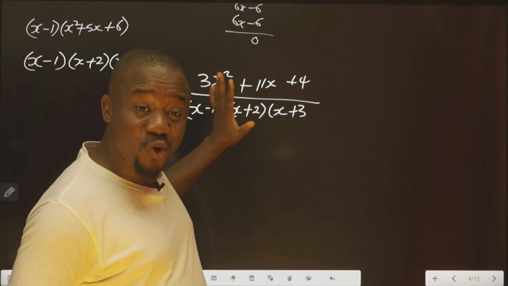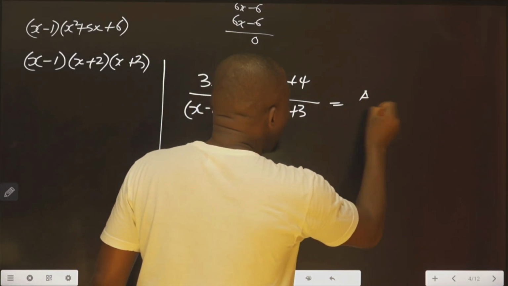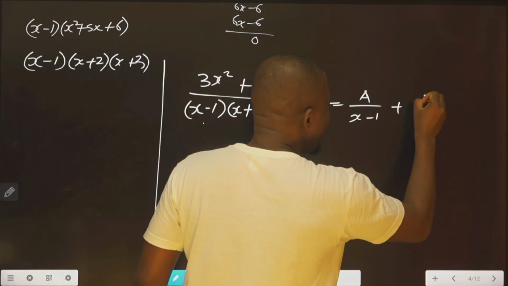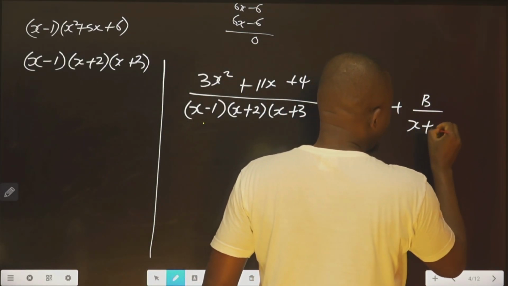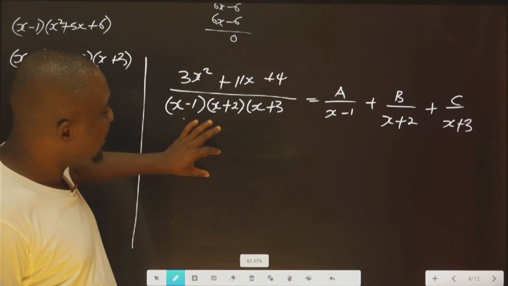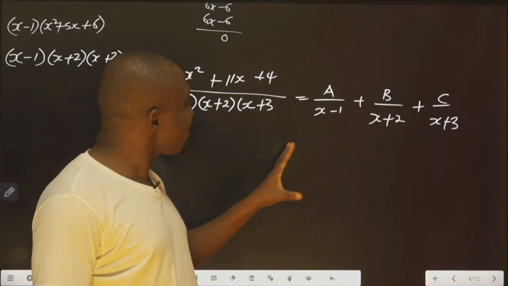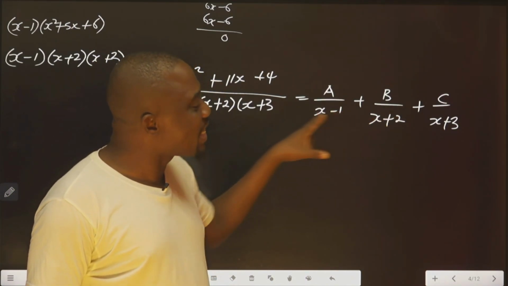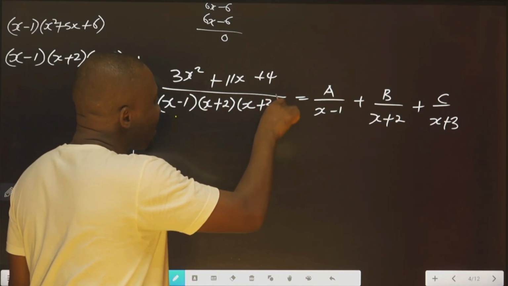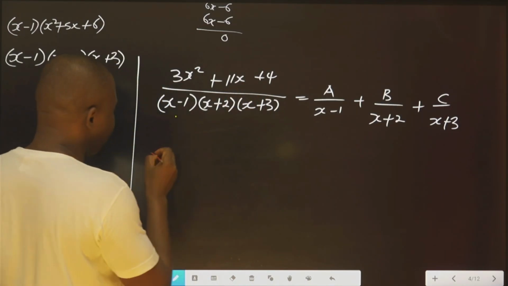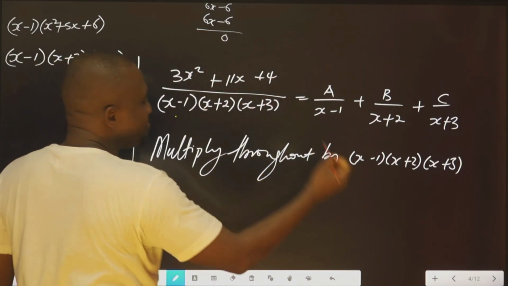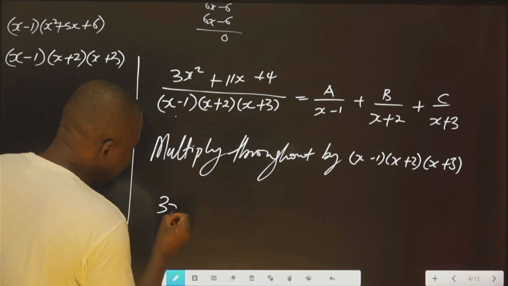To get the partial fraction of this, we say this is equal to A over this first one, plus B over the second one, plus C over the third. Now, because if I find the LCM of this, I will still have this, I will say multiply throughout by this. Okay, multiply throughout. If I multiply this by this, this will cancel. What will remain is this.